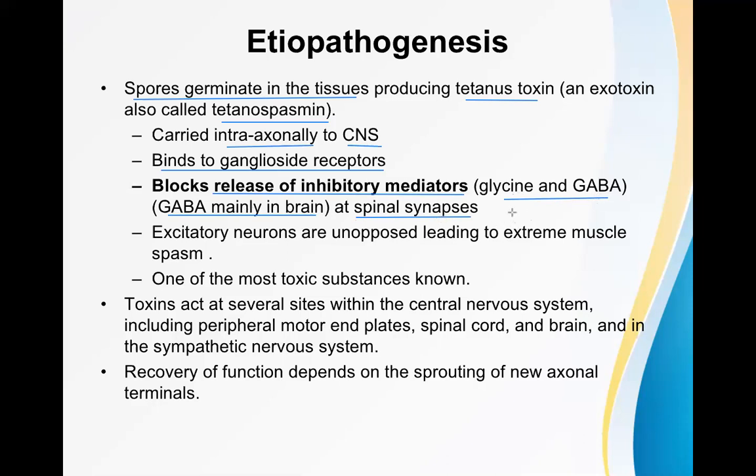Now, what is the full form of GABA? Every student knows that. Gamma amino butyric acid. Very good. So I don't need to write it here, since students know that already. Gamma amino butyric acid is called GABA. Let's move on. If the inhibitory neurotransmitters are blocked, then only the excitatory neurotransmitters are left behind, and they lead to unopposed muscle spasm.